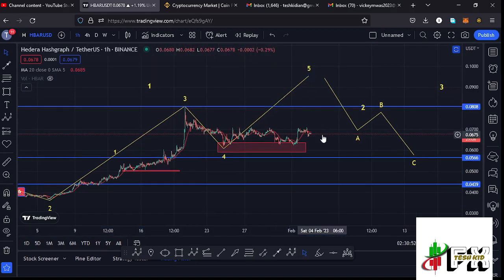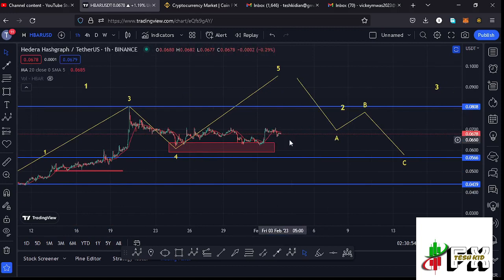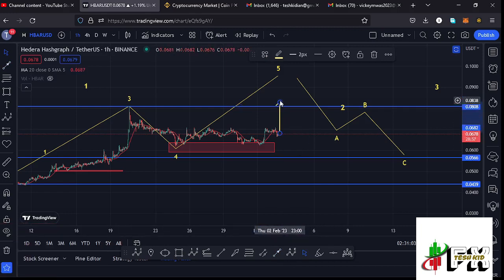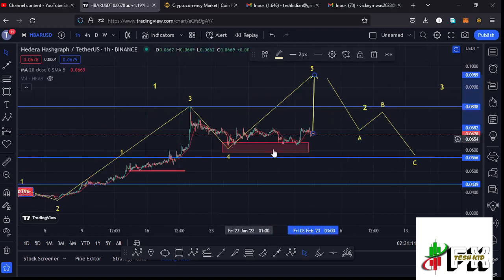And for that to play out, we need to see a break above the 20-day MA, continue pushing even higher, get back to the high for that wave 3 at around the $0.0808 mark. And once we manage to break above the wave 3 high, then there are chances of continuing to push even higher to fully maximize our target area to the upside in the formation of that wave 5.